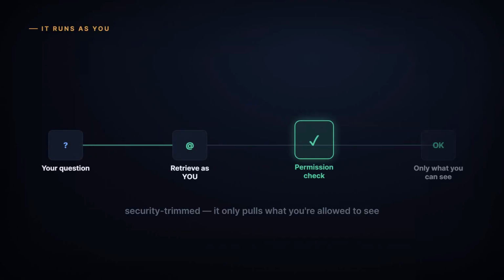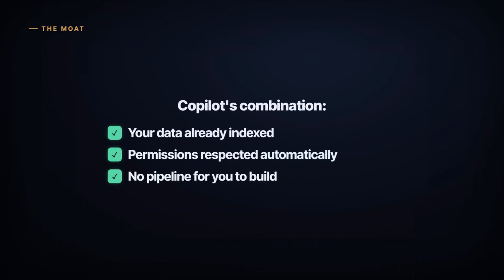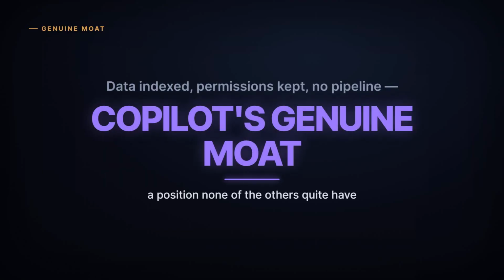And here's the part that matters for any real business. The retrieval runs as you. It's security trimmed, meaning it only ever pulls content you're already allowed to see. If you can't open a file in SharePoint, Copilot can't quietly surface it in an answer either. That combination, your data already indexed, permissions respected automatically, no pipeline for you to build, is Copilot's genuine moat.